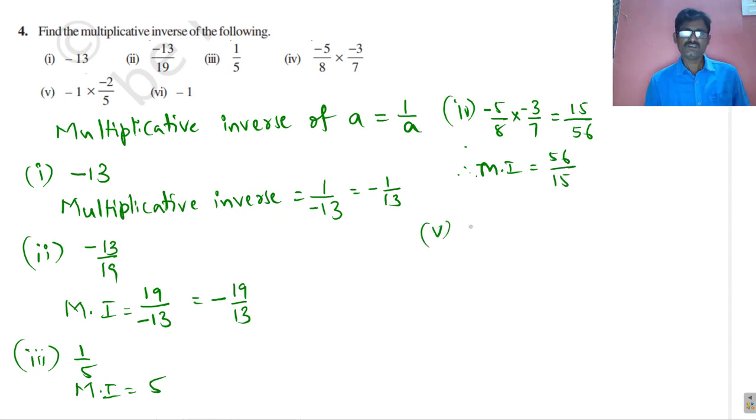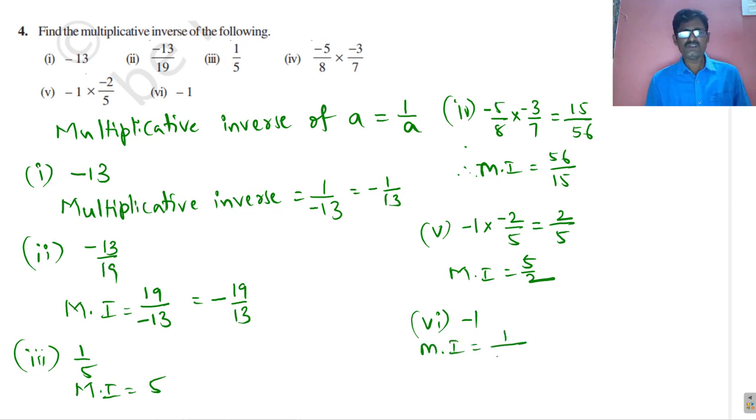Next, fifth question. Minus 1 times minus 2 by 5. First let us find out the value of this one. Minus 1 times minus 2 is minus into minus, plus 1 into 2 is 2. So 2 by 5. For this multiplicative inverse equal to, for 2 by 5 multiplicative inverse is 5 by 2. For sixth one, minus 1 we have. Multiplicative inverse equal to 1 by a. So that means 1 by minus 1, which is equal to again minus 1.